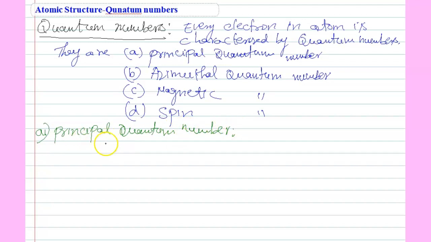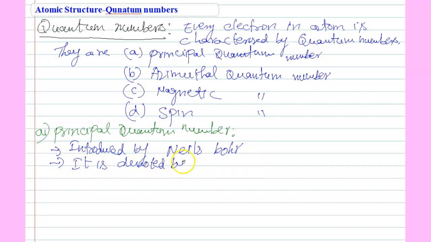So what is principal quantum number? Principal quantum number was introduced by Niels Bohr, and it is denoted by small n. It has particular values 1, 2, 3 and so on.